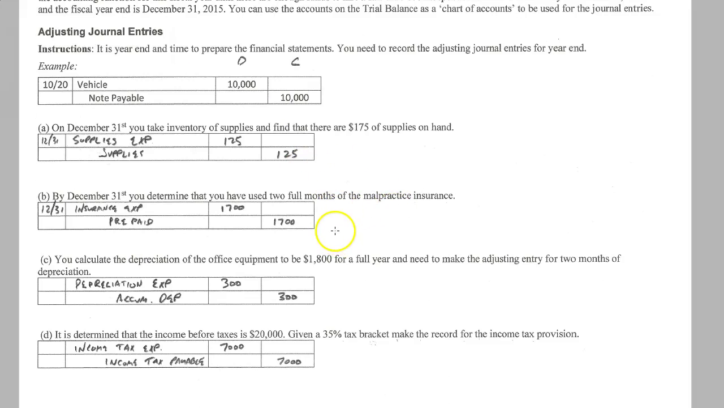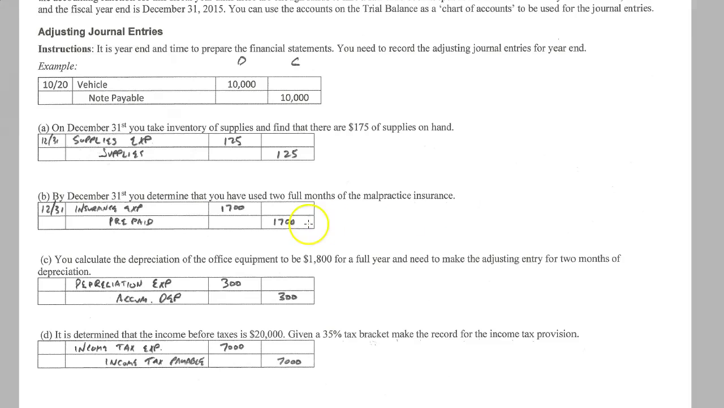All right, let's take a look at this one. Some of these are a little bit more critical thinking. So I hope I didn't throw you too much by this. So like this one, by December 31st, again, I put the date in there, you determine that you have used 2 full months of malpractice insurance. Oh, Chris, where's the other information?